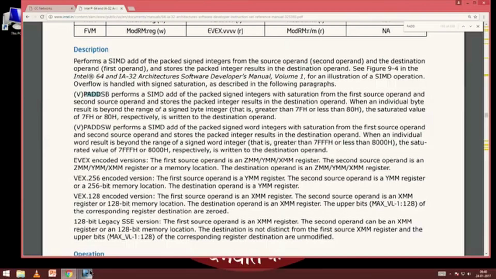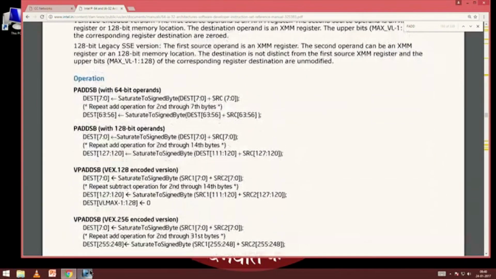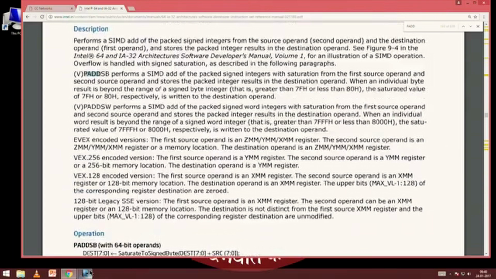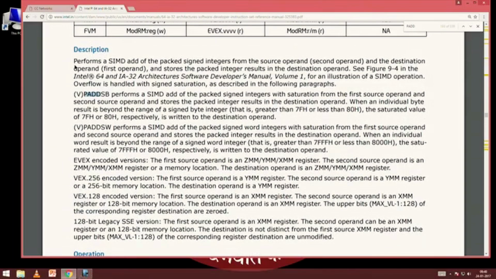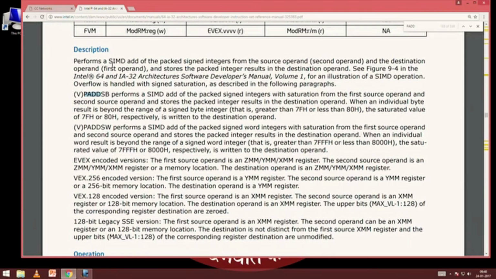Please note here, so this is the Intel volume, so I will not read this completely for you, but please note some very important words here. It performs a SIMD add. What do you mean by performing a SIMD add?